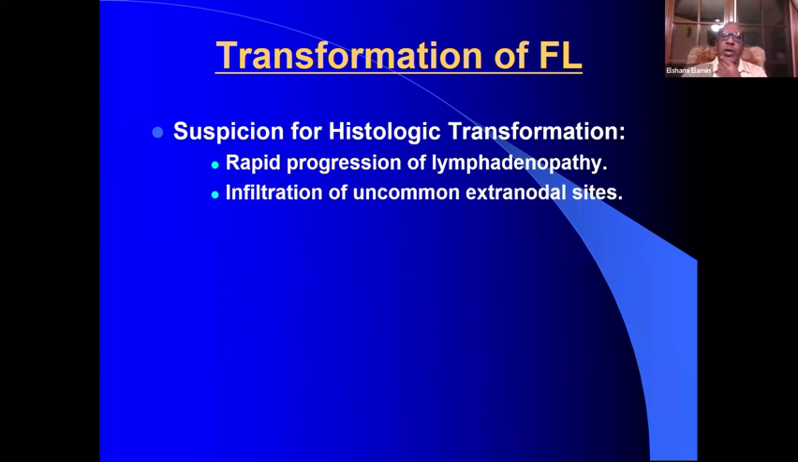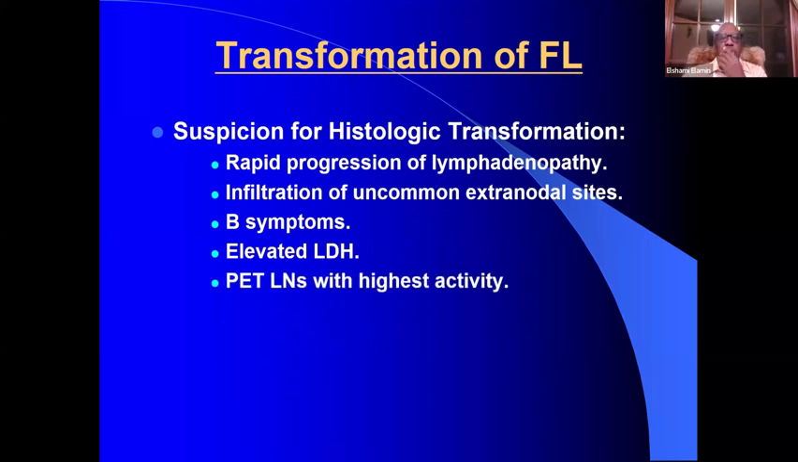Infiltration of an uncommon extranodal site, so something that is an unusual extranodal site. B symptoms: the patient was asymptomatic, all of a sudden develops fever, night sweats, weight loss, you suspect transformation. Elevated LDH: you have been checking the LDH and it has been normal, and now all of a sudden the LDH is doubled, so you suspect transformation. PET scan lymph nodes with highest activity.